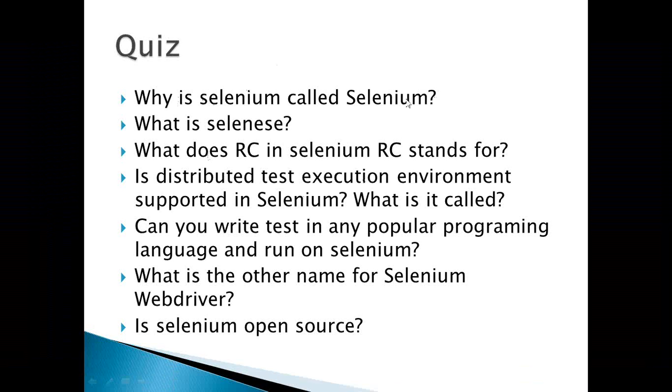The first is, why is Selenium called Selenium? As I shared with you, selenium is an element in the periodic table, and it is used to cure mercury poisoning. They started referring to it as Selenium because Mercury came with a tool called QTP, and Selenium was an open source tool. What is Selenese? Selenese are the Selenium commands which are there in the script. What does RC in Selenium stand for? Selenium RC stands for remote control.